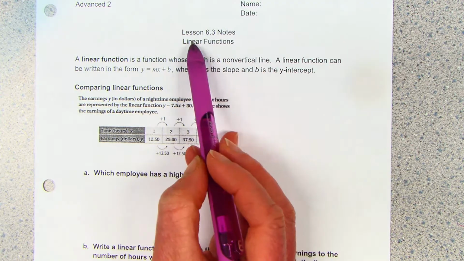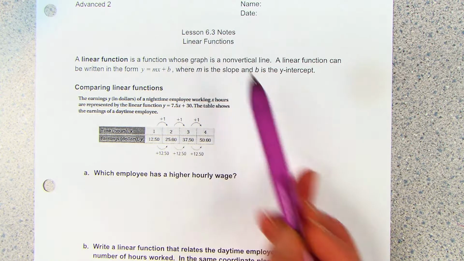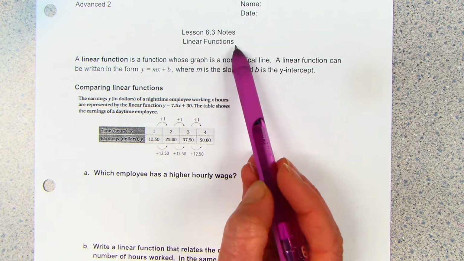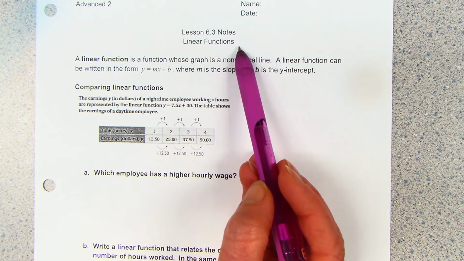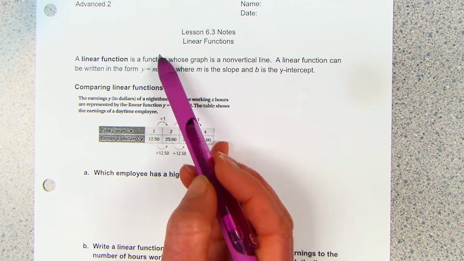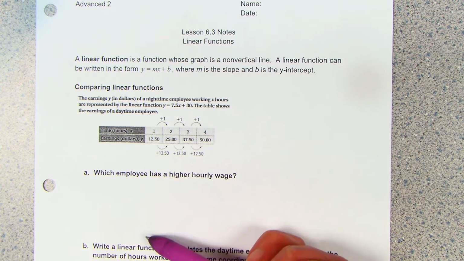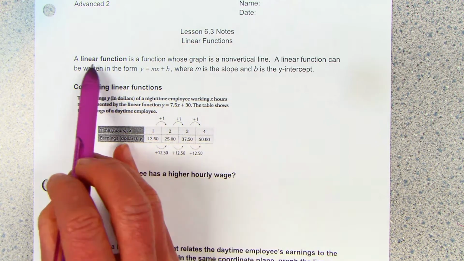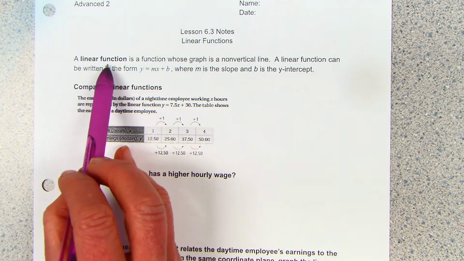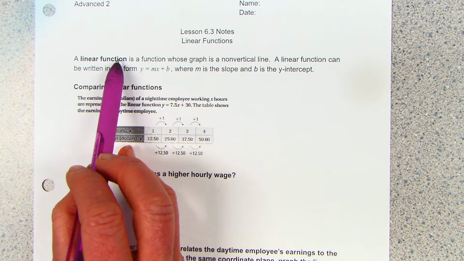We have a really short set of notes for lesson 6.3 on linear functions. You just finished an entire chapter on linear equations. So we're just going to add one piece in this section that will lead us into chapter 5 on systems of equations. The definition for a linear function is very similar to a linear equation.